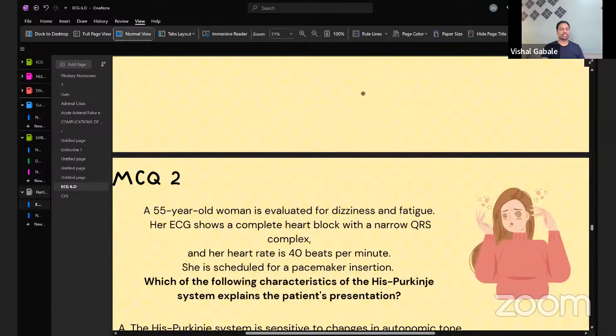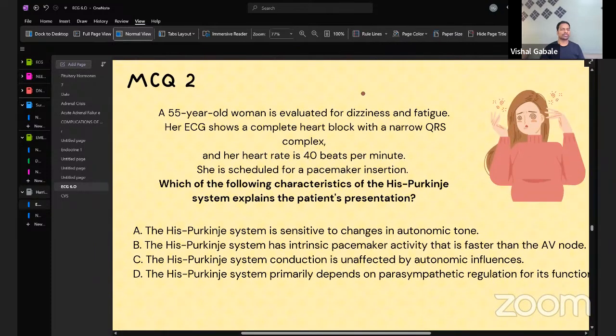Okay, identify this one now. Answer this one. So a 55-year-old woman is evaluated for dizziness and fatigue and has an ECG showing complete heart block. Okay, heart rate is just 40 beats per minute. She is scheduled for a pacemaker insertion. So can anybody tell me what is the characteristic feature of the His-Purkinje system that explains the patient's presentation?